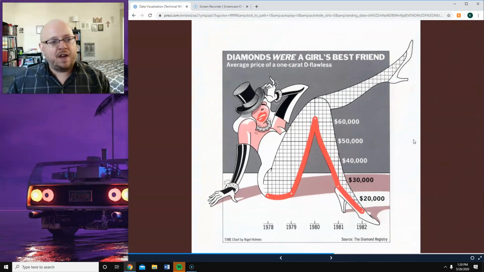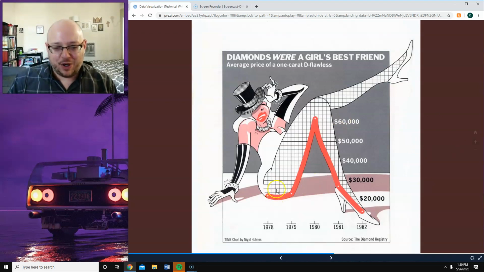So Nigel Holmes was really famous for producing these very clever kinds of graphs. Here's an example, one that Edward Tufte really took issue with. The graph says, diamonds were a girl's best friend. Average price of a 1 carat D flawless. And then you can see this incredibly sexist image of this woman here with these gigantic lips. He's trying to be clever where he's got the graph paper on her legs for her fishnet stockings. So I guess that's clever or something. And then you can see the numbers here being emphasized on the curvature of her butt and going down to the tip of her toes.